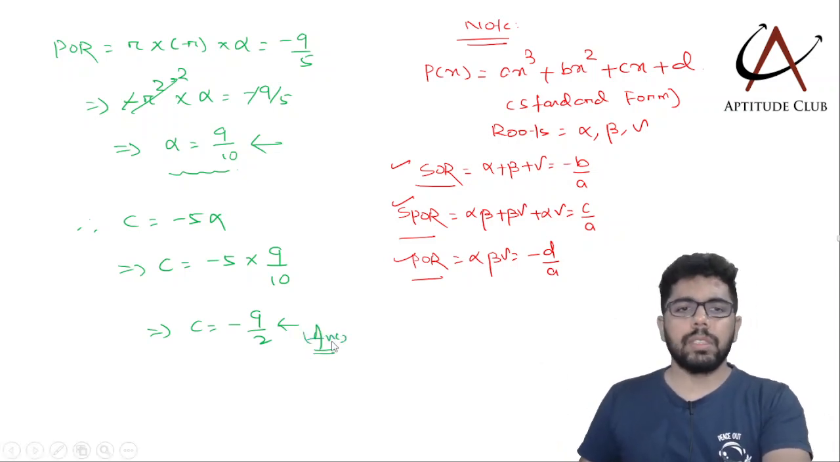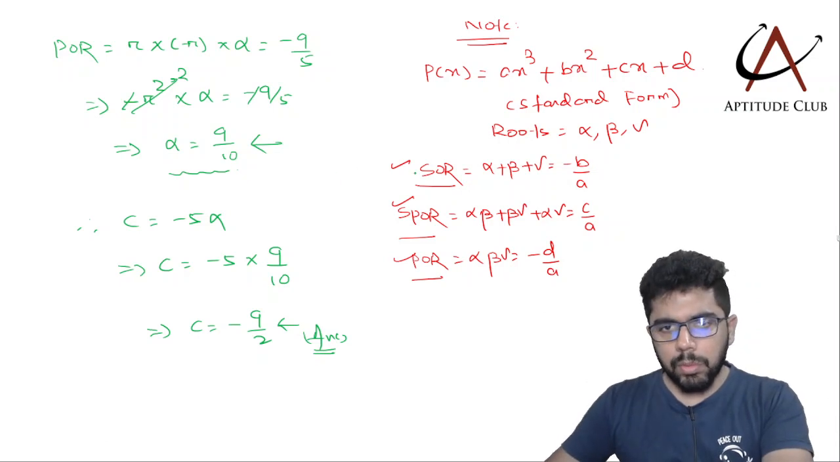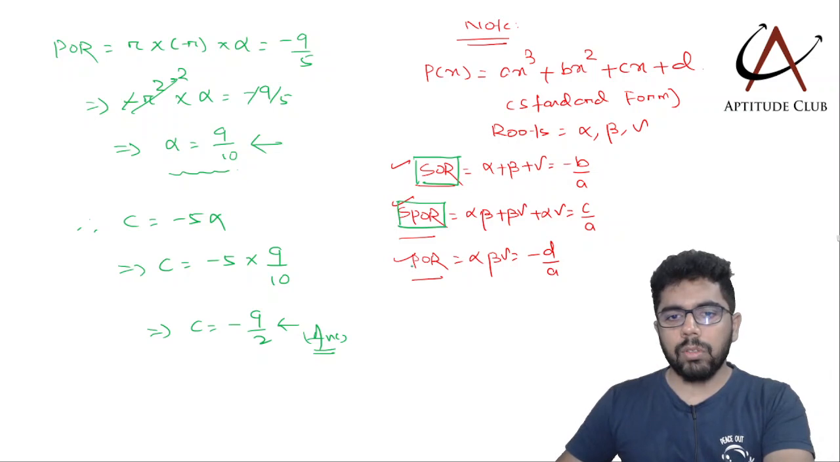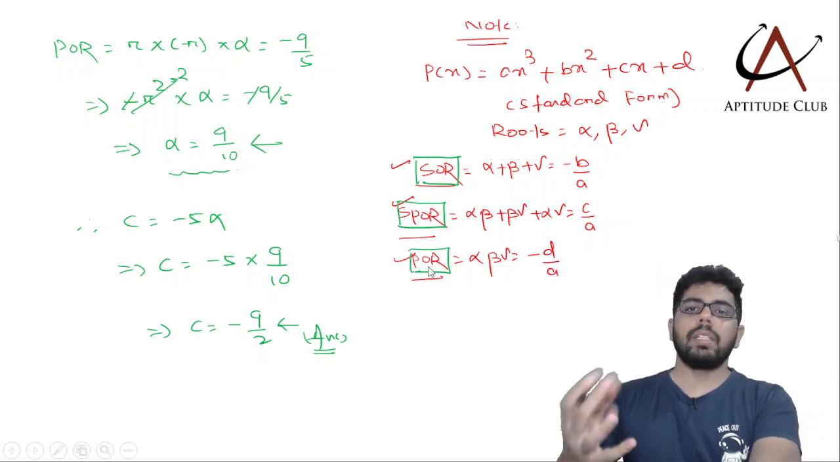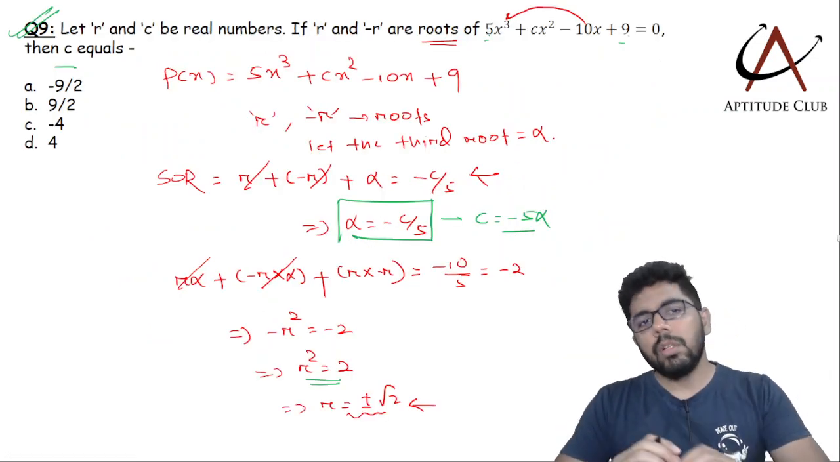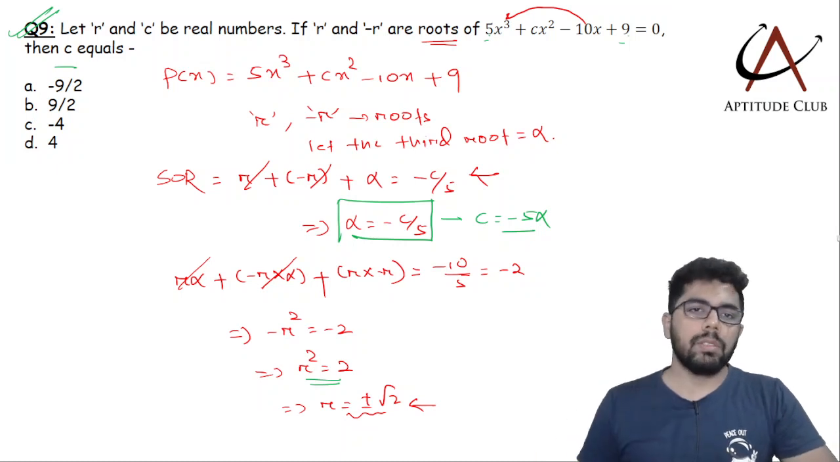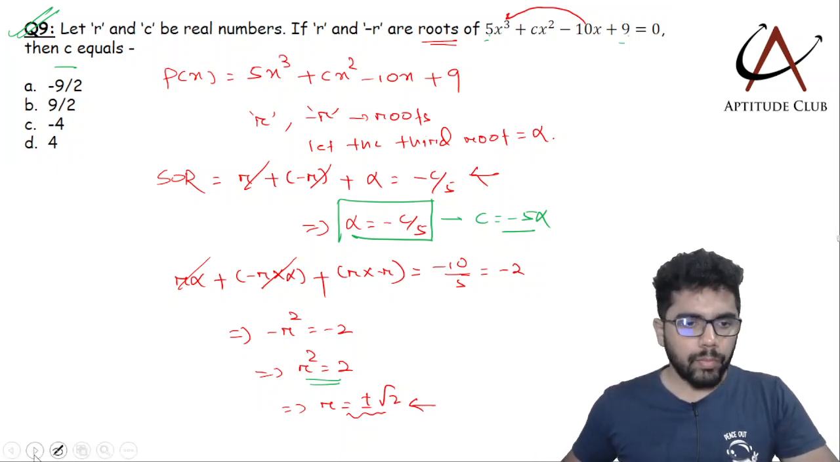It is a very simple question. Just these three relations: sum of roots, sum of product of roots, and product of roots. Systematically just use these three pieces of information. In a very simple way you can solve this question. Very easy question. Okay.